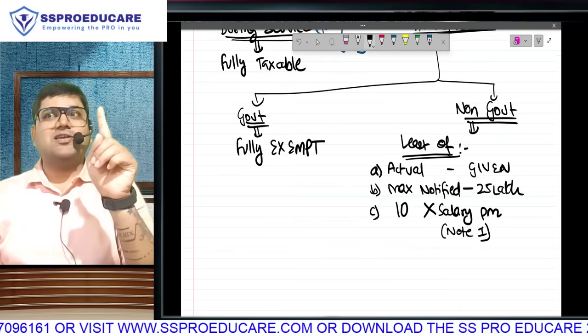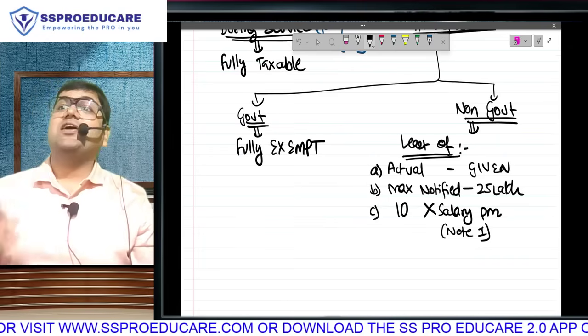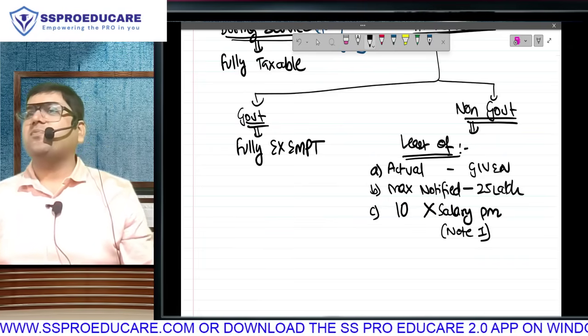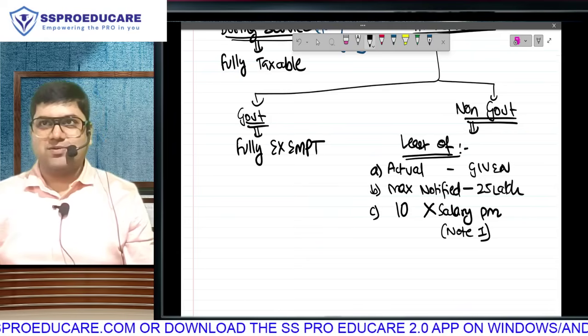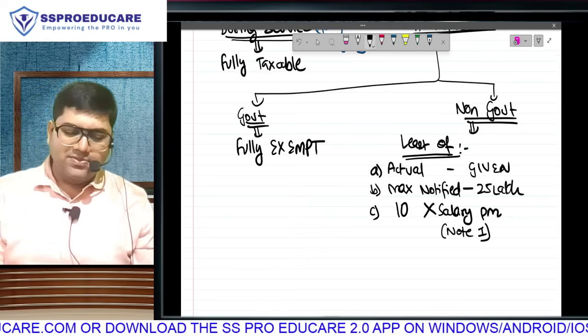In POGA it was last drawn, but in non-POGA it was average. And of course, in that also we will have to write the components. In POGA it was basic plus both DA. In non-POGA it was only DA in terms but percentage commission. So we will have to write that. All that we will write in note 1. And there is one more point.